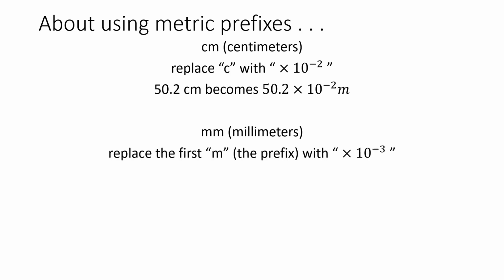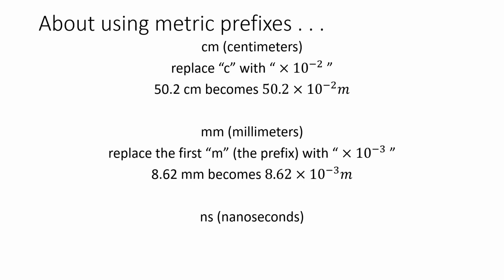Millimeters, that's a prefix. The first m is a prefix, the second m is a meter, and you replace that first m with times 10 to the minus third. So 8.62 millimeters becomes 8.62 times 10 to the minus third meters. You can also go the other direction. If you've got a number written as something times 10 to the minus third, you can replace the 10 to the minus third with a lowercase m for millimeter.